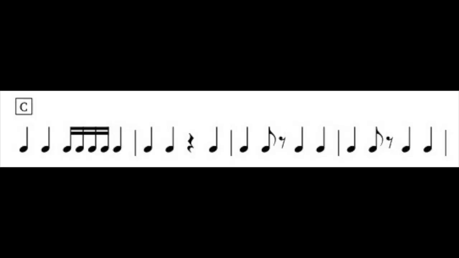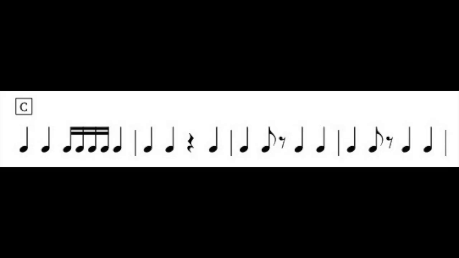Okay, could we just do C and D together? Only C and D. That will be a little helpful because those are just the 16th notes. We're adding the 8th rest as well. Well, let's do C and D together because we did A and B together. So let's do C and D together first.